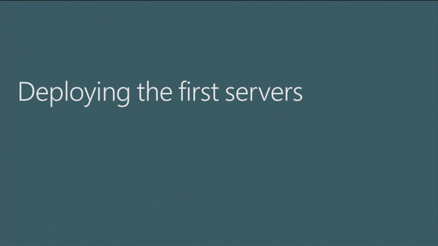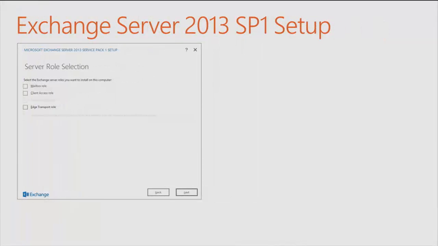When you do get around to deploying your first servers, here's the new UI. There's also the command line. The only change, if you haven't seen the Service Pack 1 setup yet, you'll see the edge role tick boxes there now. All right, so that's the only change in the UI version for the GUI installation.